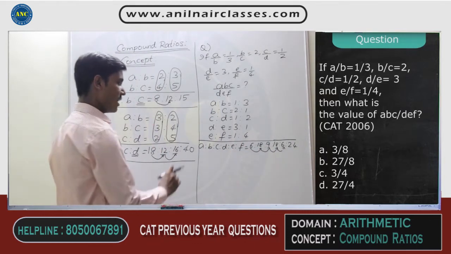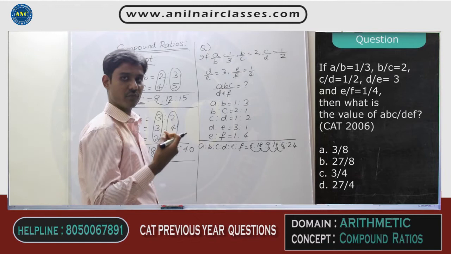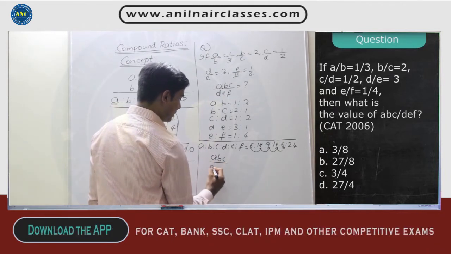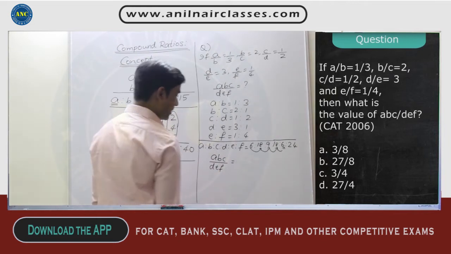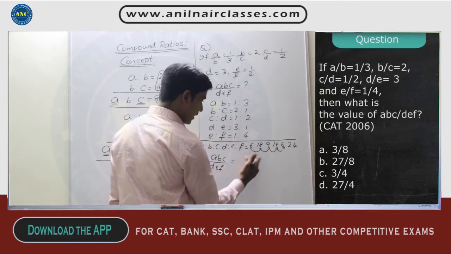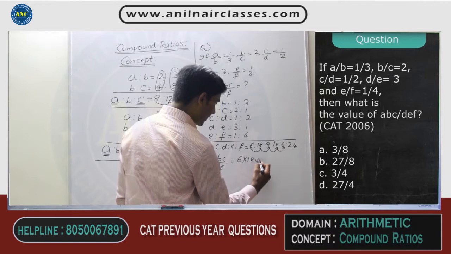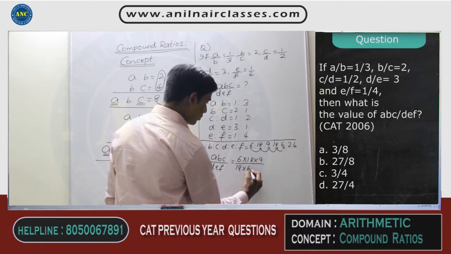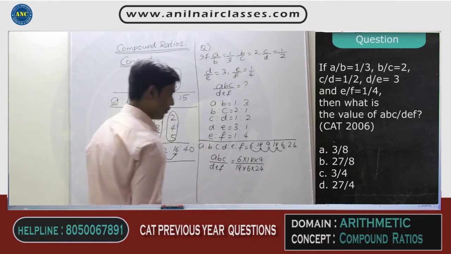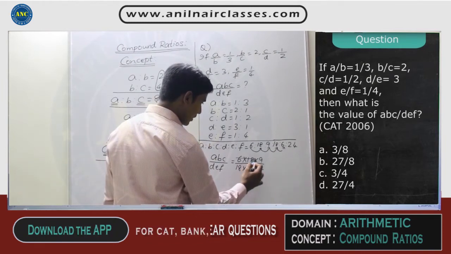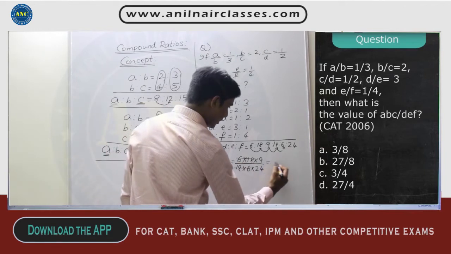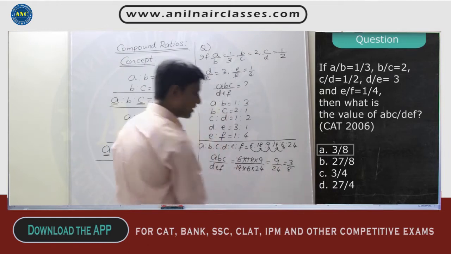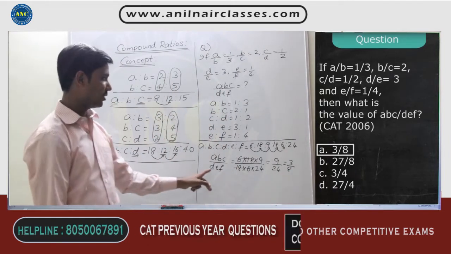But they are not asking the value of A is to B is to C is to D to E to F. Rather they are asking ABC divided by DEF value. ABC is 6 into 18 into 9, divided by DEF, which is 18 into 6 into 24, right? Now if I simplify, 6 into 18 cancels. This is 9 by 24, 3 into 3, 3 into 8. So your answer should be 3 by 8. Answer of this question is 3 by 8.